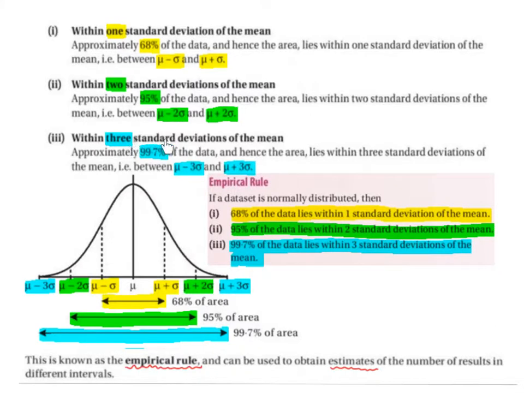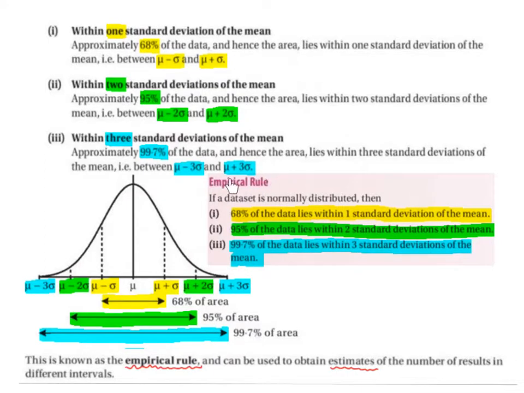Within 3 standard deviations of the mean, approximately 99.7% of the data, and hence the area, lies within 3 standard deviations of the mean, i.e. between the mean minus 3 standard deviations and the mean plus 3 standard deviations. So it's hard to see, but this dotted line here, which would be very close to the end of the curve, is the mean plus 3 standard deviations. And this one here is the mean minus 3 standard deviations. So this area here is 99.7%. So 99.7% of the data lies within 3 standard deviations of the mean.